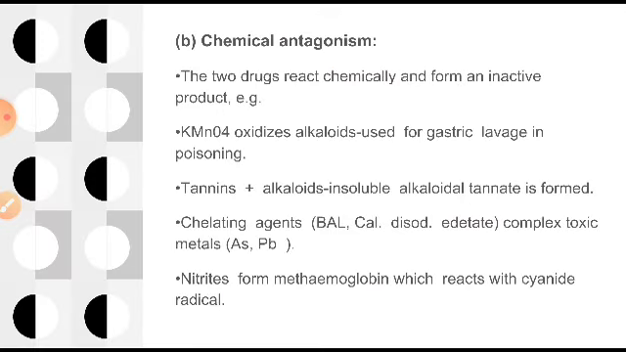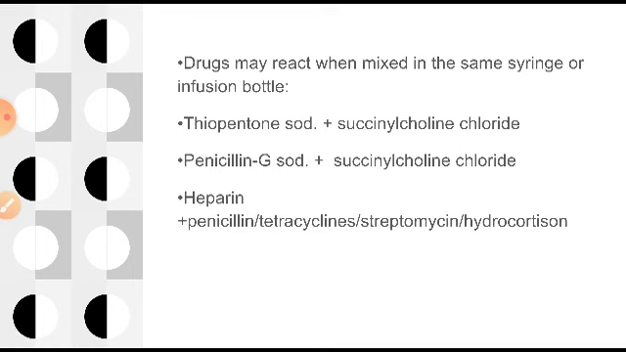Second is chemical antagonism. Here one drug reacts chemically with another and forms an inactive product, right? For example, KMnO4 oxidizes alkaloids; this is used for gastric lavage in poisoning. Tannins plus alkaloids, if you combine them together, form insoluble alkaloidal tannates. Chelating agents complex toxic metals. Nitrites form methemoglobin, which reacts with the cyanide radical. So these are some chemical antagonisms where one chemical antagonizes another chemical.